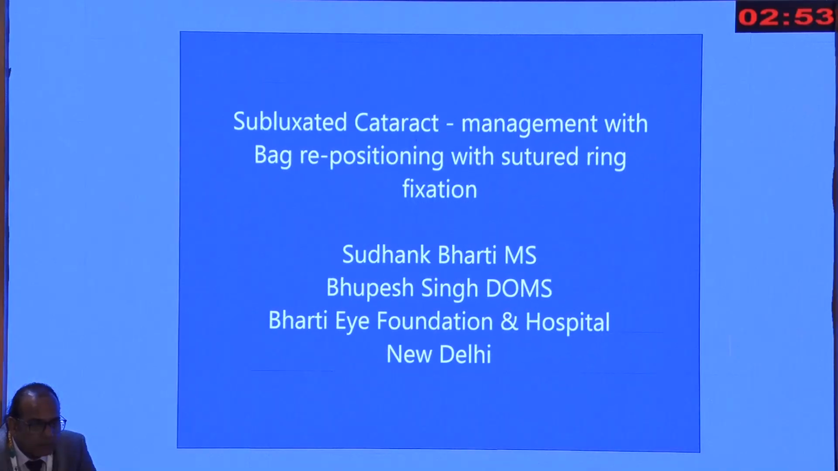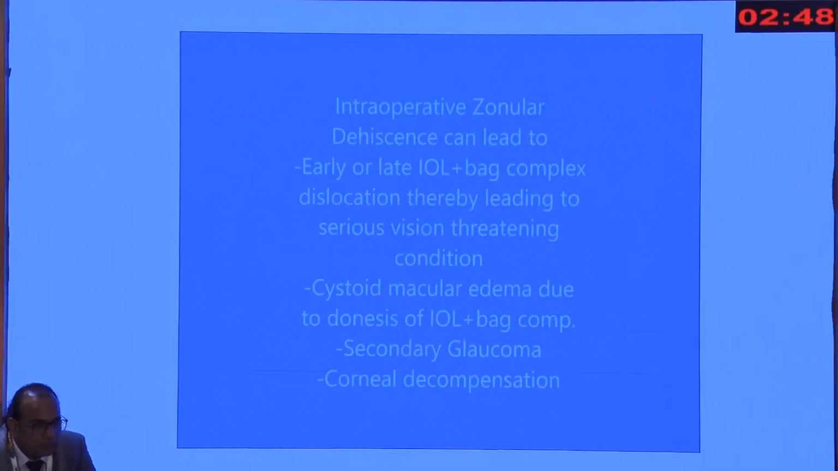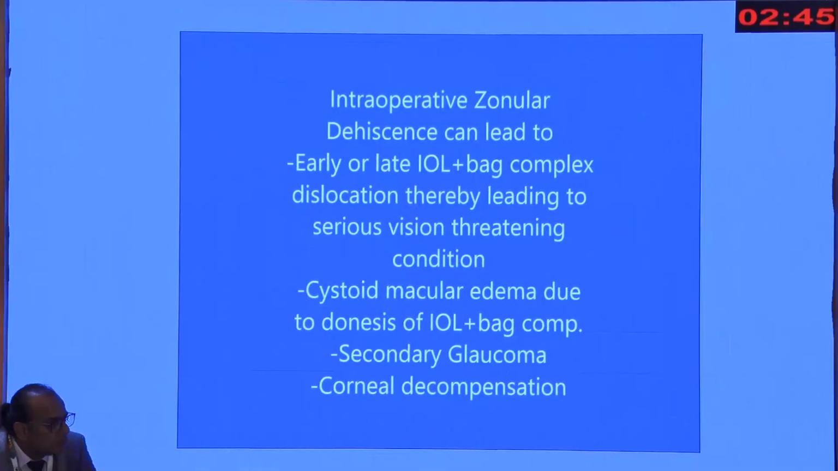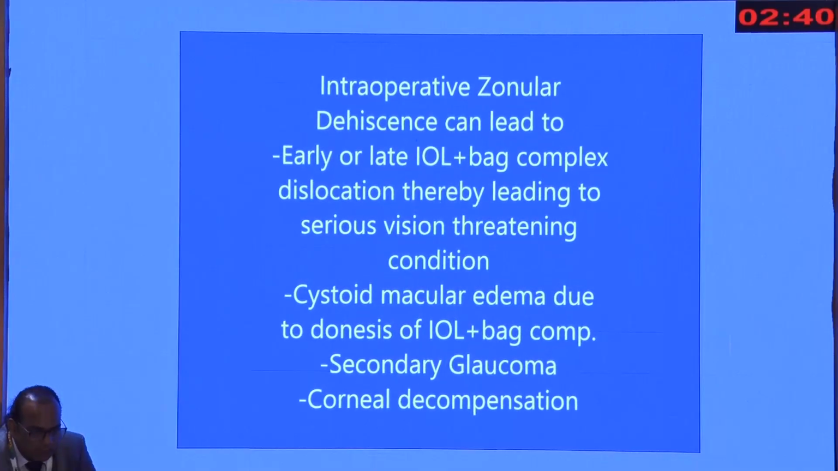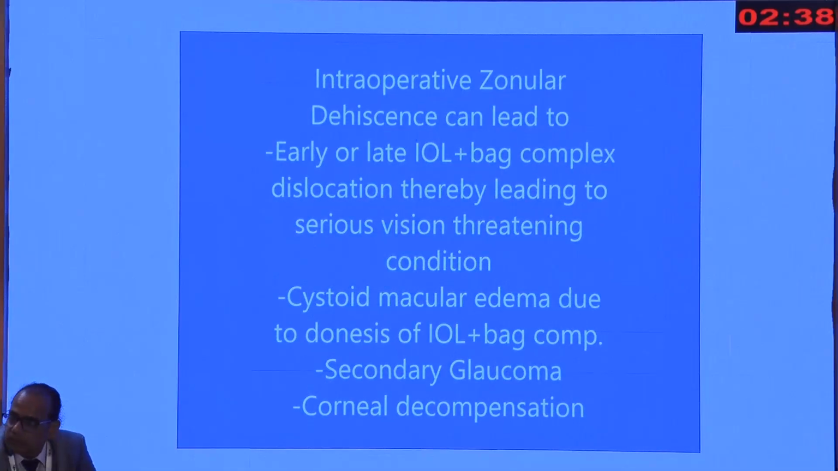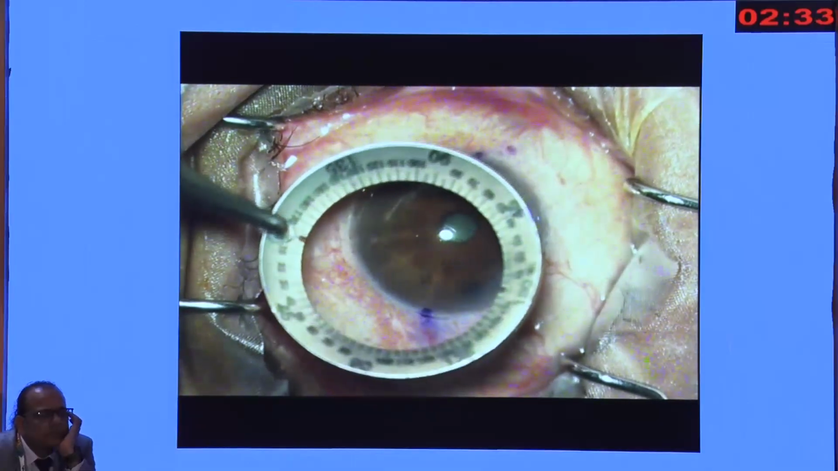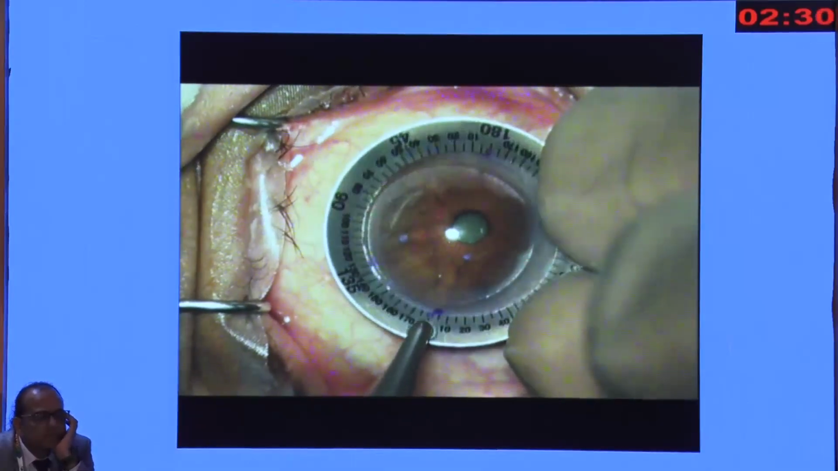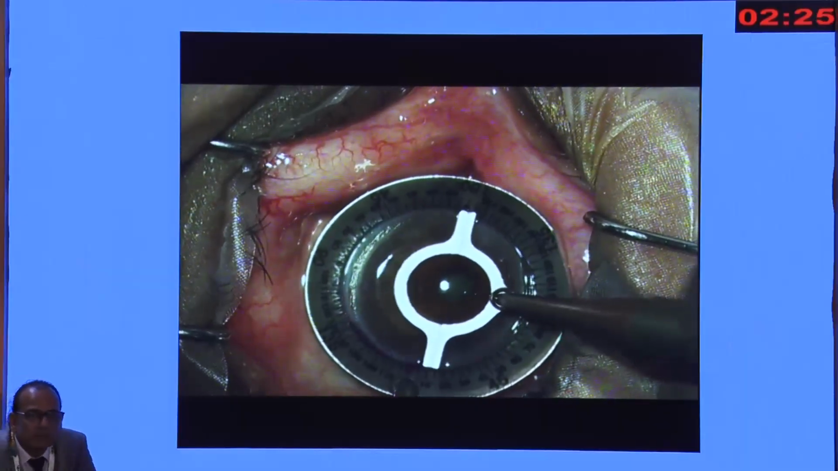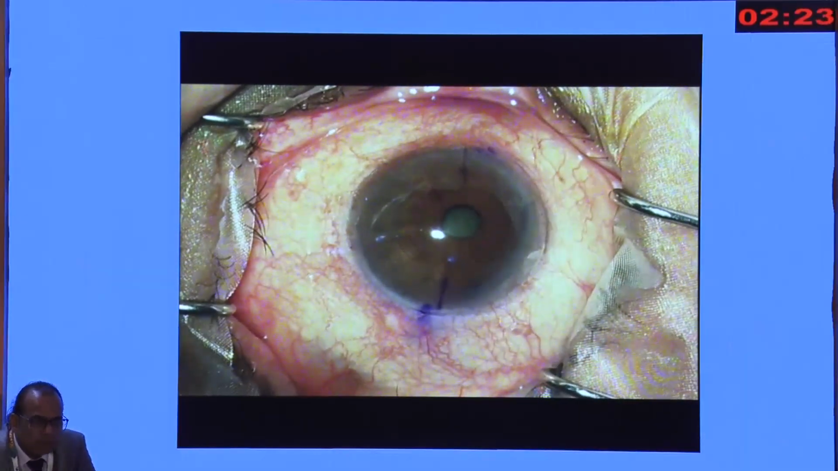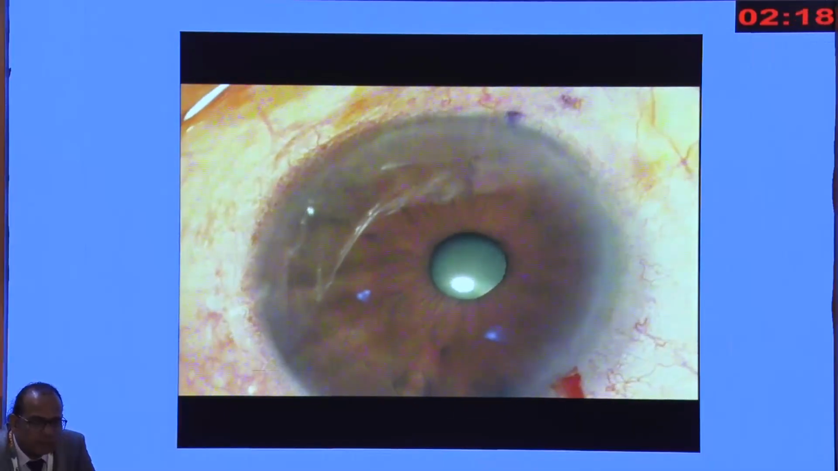So this is a small video. Intraoperative zonular dehiscence can lead to IOL bag complex dislocation, cystoid macular edema due to bag donesis, secondary glaucoma, and corneal decompensation. This eye is on long-term anti-glaucoma therapy, has a peripheral iridotomy, a miotic non-dilating pupil, and phacodonesis. A toric IOL implantation is planned and the axis is marked.